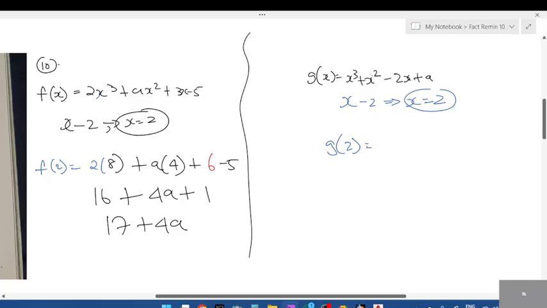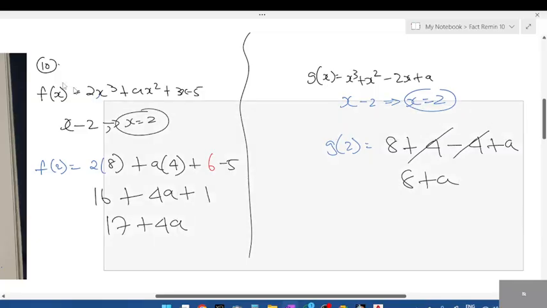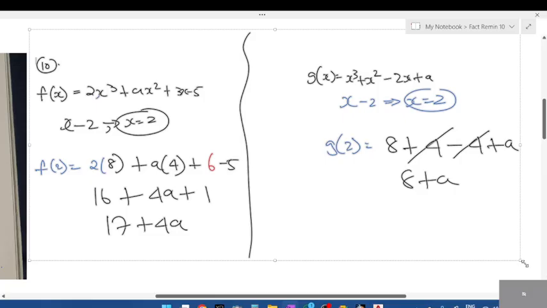Okay, let's substitute 2, students. 2 cube is 8 plus 2 square is 4. 2 minus 2 is 4 plus a. Plus 4 minus 4 gets cancelled. 8 plus a. Fine. Just keep it as 8 plus a. Don't write it as 8a and all those things. 8 plus a.